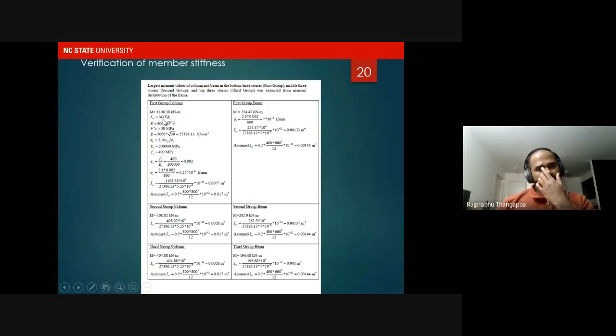So there is a need to reiterate the analysis to match the assumed and the actual. So this is repeated for the second group and the third group, and you can see the variation in the assumed and the actual values for these respective groups in the columns and beams.